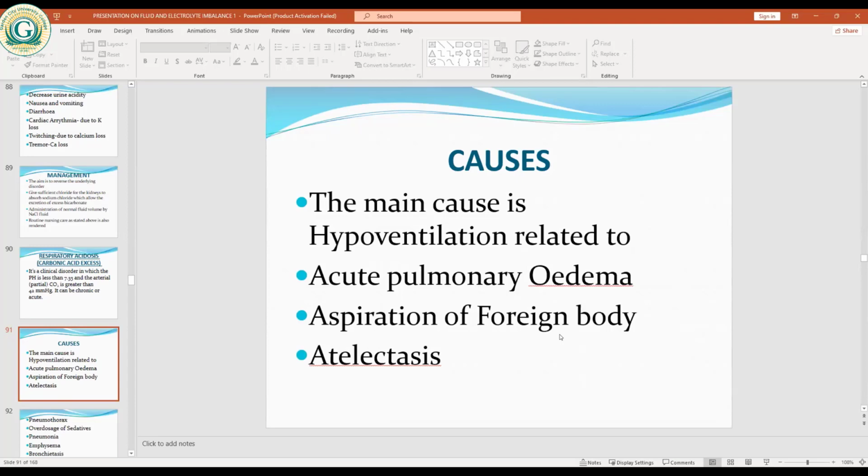Atelectasis. Atelectasis is collapse of the lungs. Once the lungs are collapsed, the air sacs are flattened, and exchange of gases becomes poor. Accumulation of carbon dioxide turns it into respiratory acidosis.